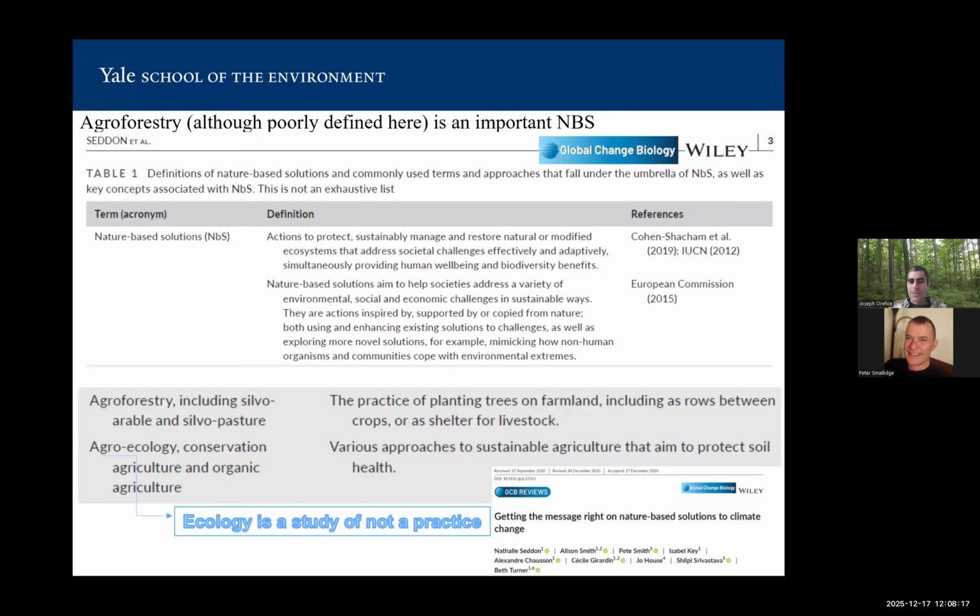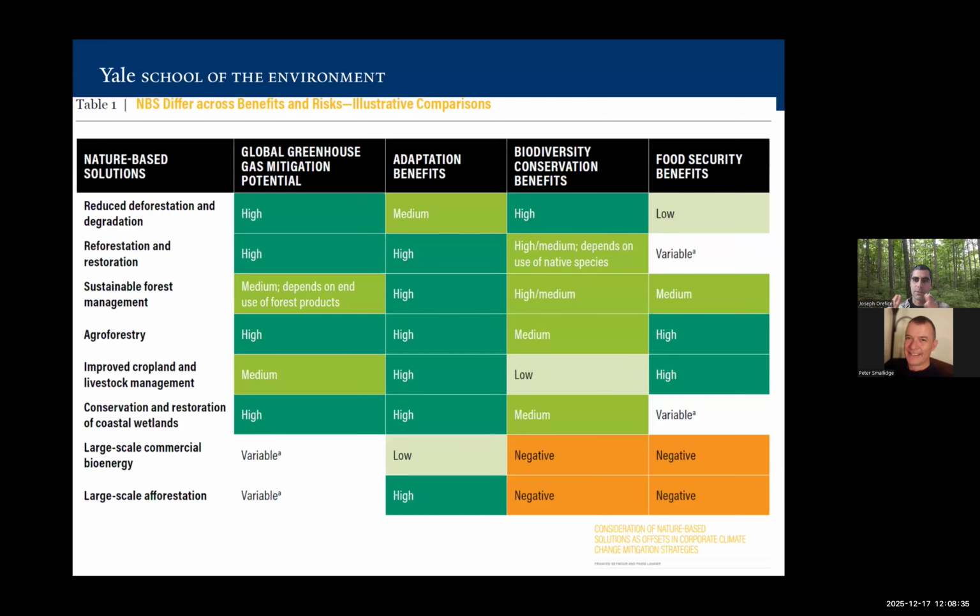Ironically, that paper is about getting the message right about nature-based solutions, and I think there's some improvements on agroforestry and ecology. Agroecology is the study of agricultural ecosystems, not necessarily a practice as an ecology. So we can apply these to silvopasture, and the study I'm going to talk about today is a little microcosm of that.